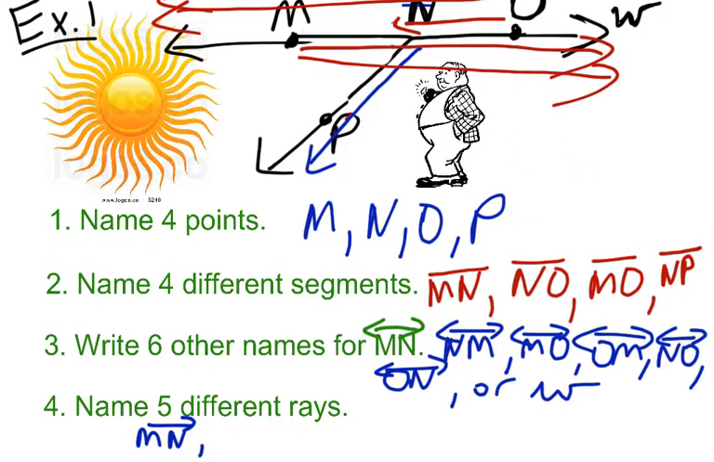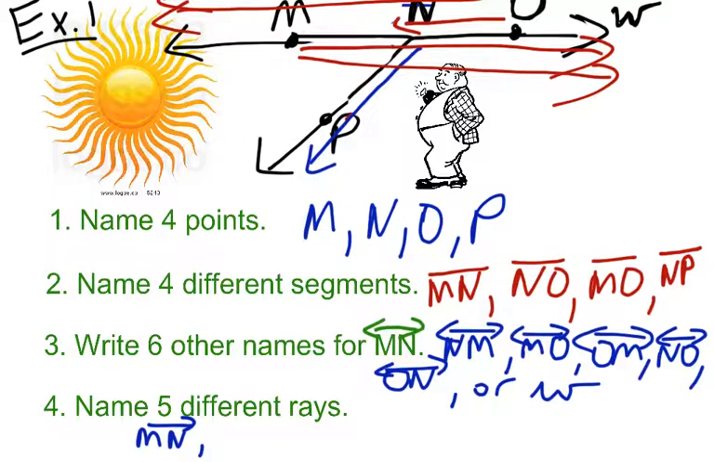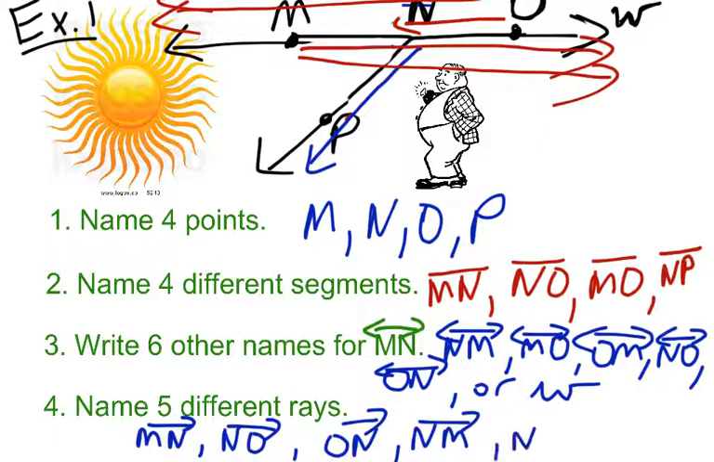Thank you, Ray. And thank you, Ray. So MN and then NO. Or we could do ON, NM, or NP. So there were only 5.